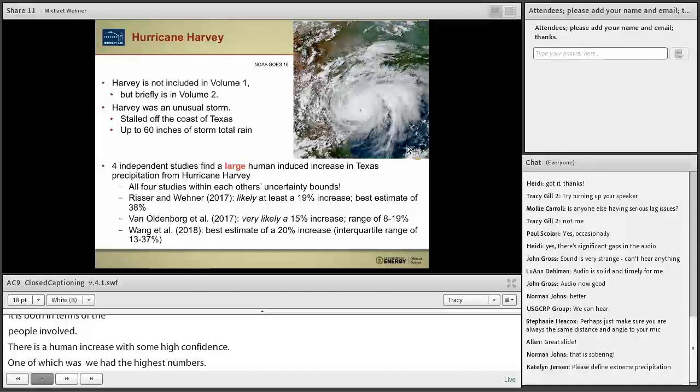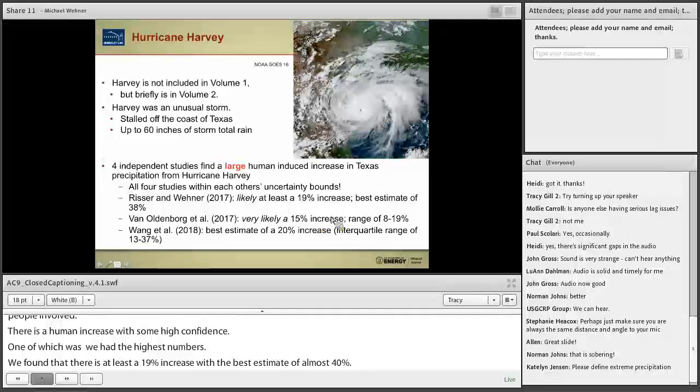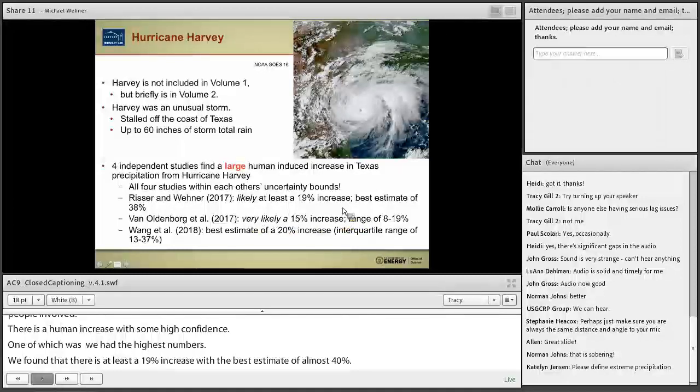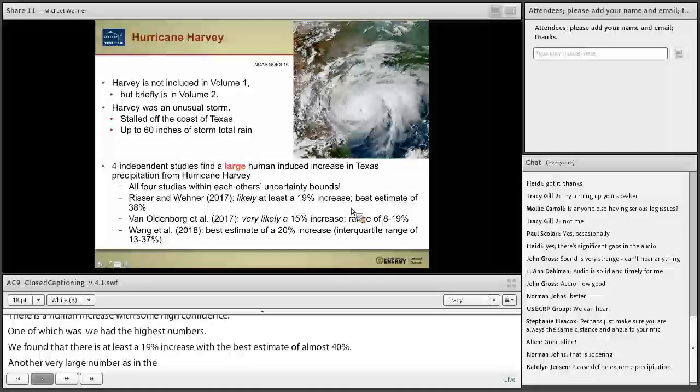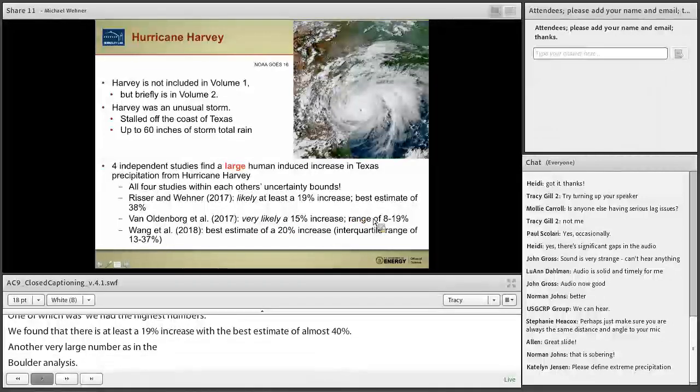Another very large number, as in the Boulder analysis. Our colleagues in Oxford and in the Netherlands wrote a paper finding a very likely, that's even a stronger statistical significance, of a 15% increase, but a somewhat lower range, which encompasses our estimate. And then recently, go ahead.